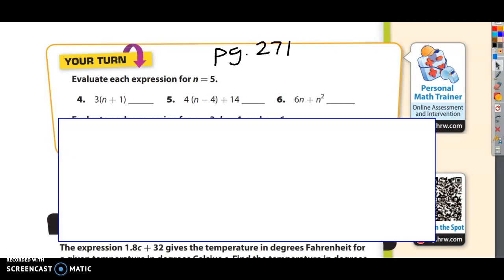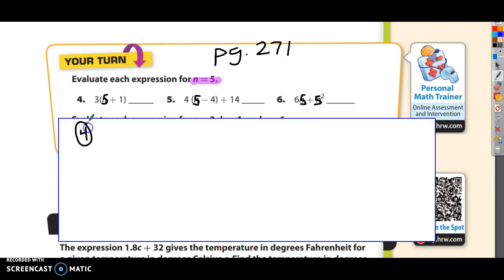So the directions for 4 through 6 say, evaluate each expression for n equals 5. So in each case, what we can really do is go through and replace those n's with 5s. So number 4 is going to look like this. Number 5 is going to look like this. And number 6 is going to look like this. So we'll do one at a time.